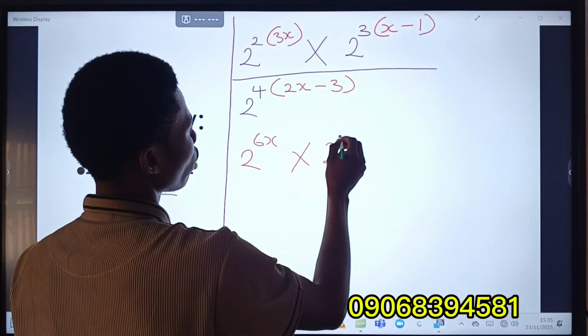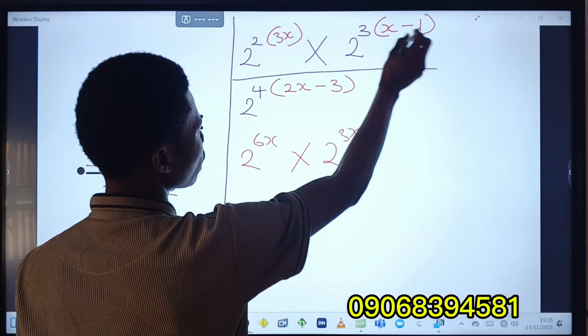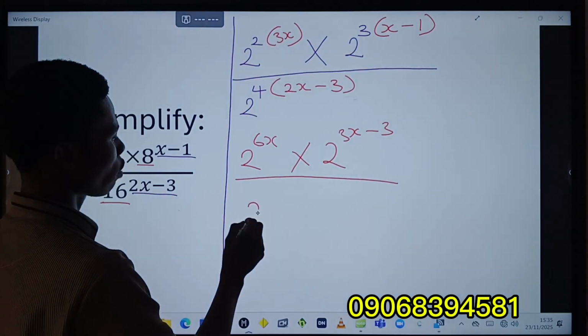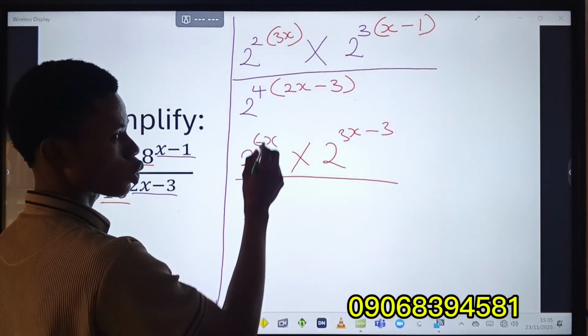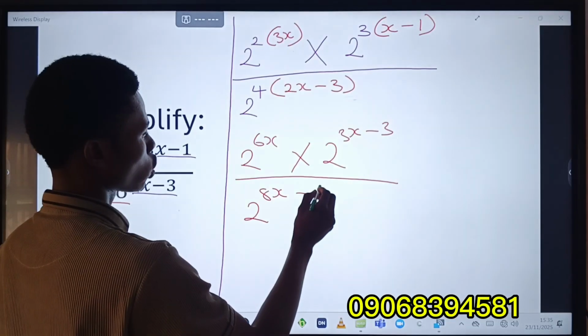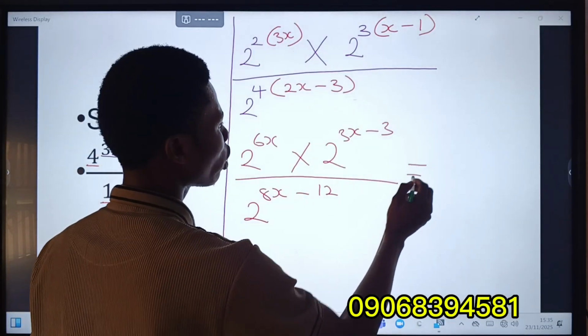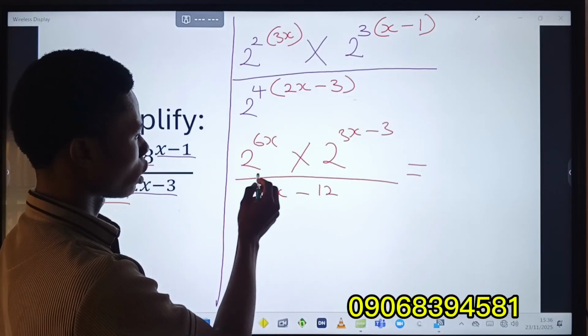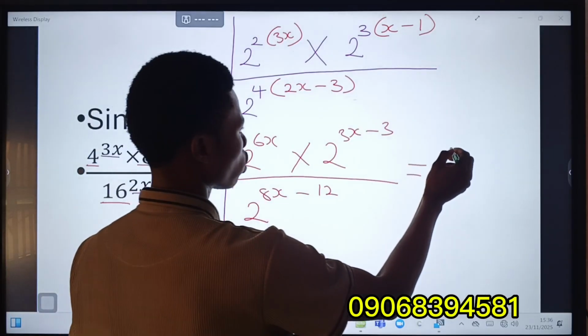If I open the bracket here, I'll be having 3x minus 3 times 1, 3, all over. If I open this bracket, I'll be having 2 raised to power 4 times 2x will give me 8x minus 4 times 3, 12. Good. Now remember one of the laws. The bases are the same here, right? So I'll just take 1. Since here is 2 and here is 2, I'll just take 1.